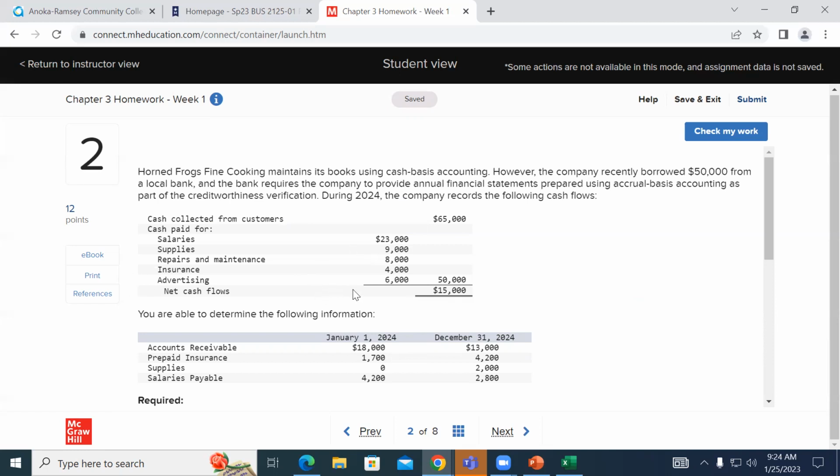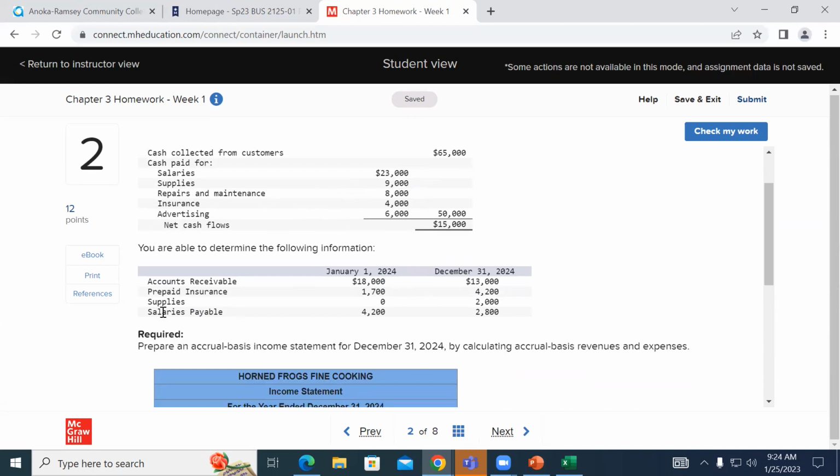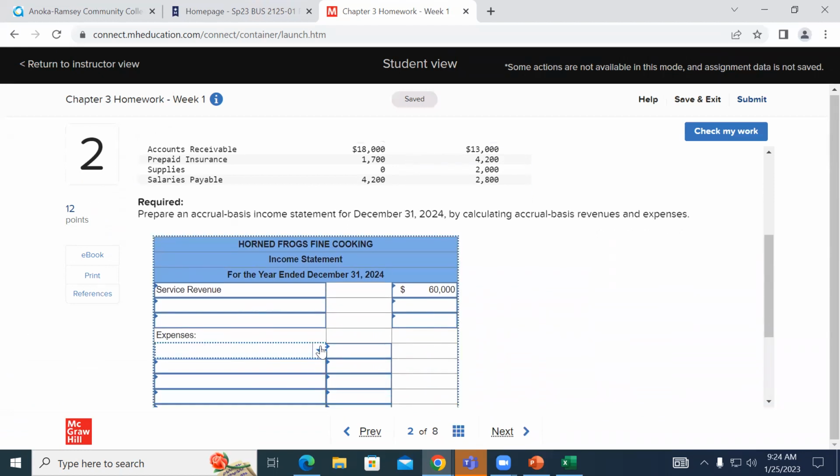Under the cash basis, they write it all off. They paid about 4,000 in insurance. But if we know the prepaid insurance began at 1,700 and then increased to 4,200, doesn't that mean 2,500 of this 4,000 went into insurance expense or prepaid insurance? Therefore, the difference, the 1,500, should be an insurance expense. Right? Yes? No?